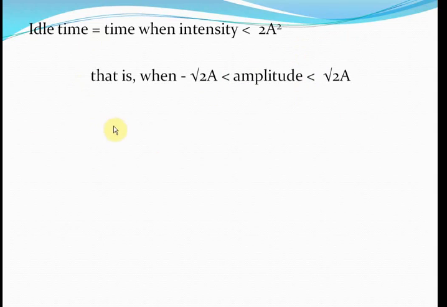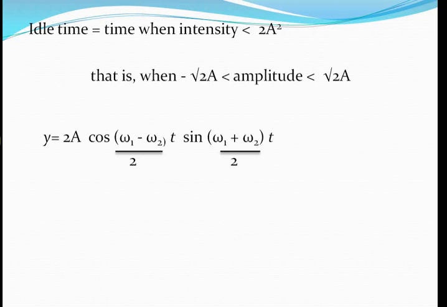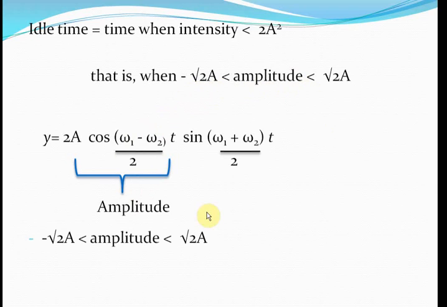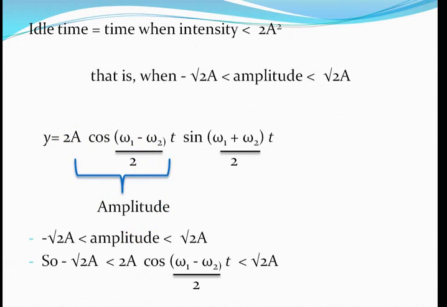Now what is the amplitude? When we combine the equations of the two waves that we saw in the previous screen, we get this equation. We've seen this equation already many times. As you can see, this here is the amplitude of this wave, and this here is the ordinary wave. And as you already know, the amplitude increases and decreases as a cosine function. Now we want this amplitude here to be between minus root 2a and plus root 2a. Therefore, when we substitute the value of amplitude by this function, this is what we get.